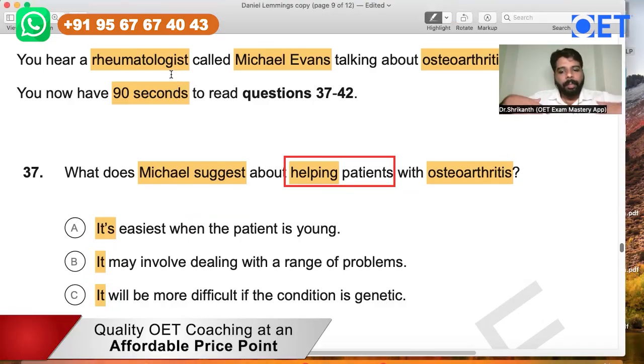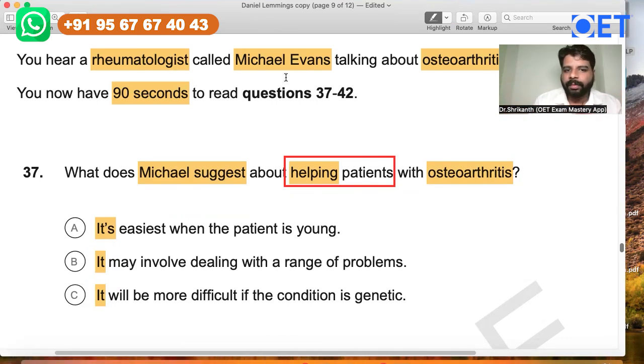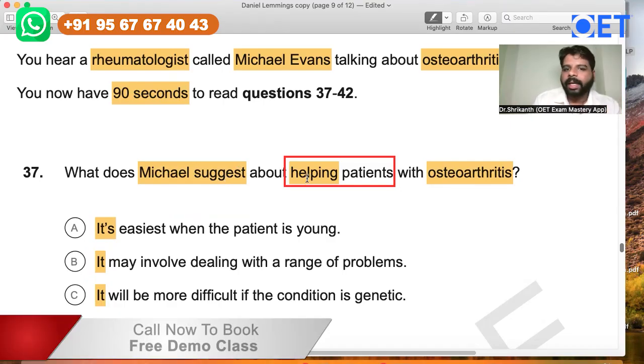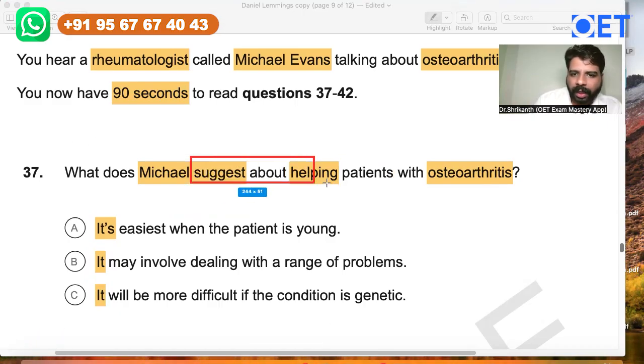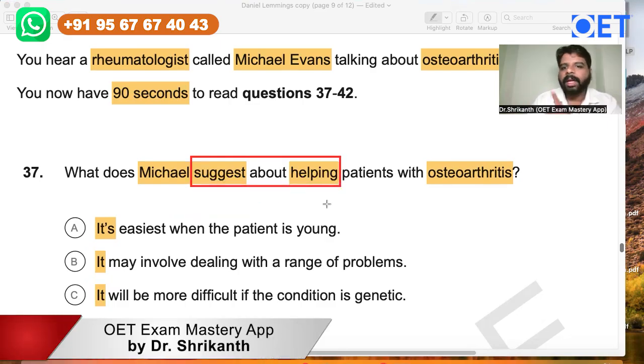Right. Now, about helping patients, about people suffering from osteoarthritis, he is making a suggestion. Now, you see over here, suggestion about helping. That is what is mentioned. Suggestion about helping. So, this is the foundation. This is the basic of OET. Okay. So here your duty is to find the suggestion about helping patients with osteoarthritis. So it basically means what? It is basically helping patients.